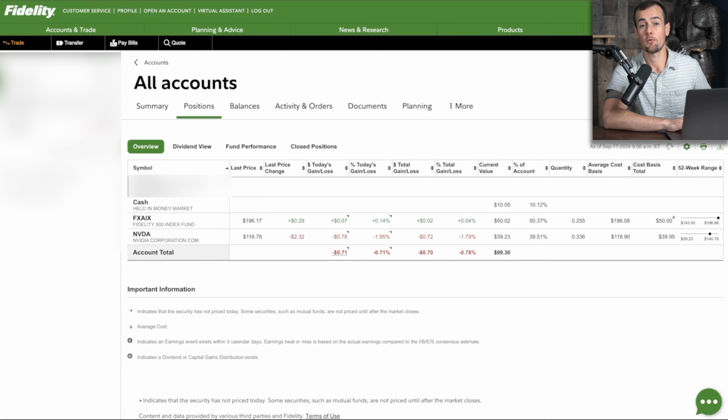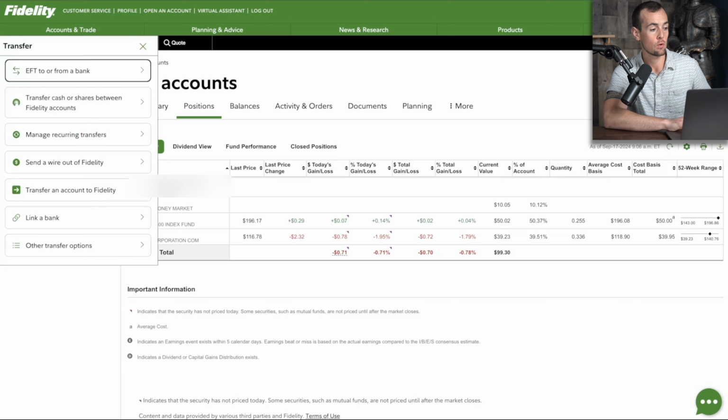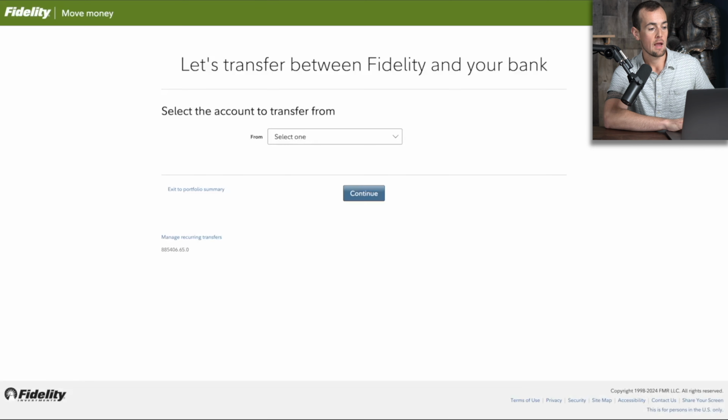But what about transferring funds back to your bank account from your Fidelity account? Let's say you have some investment gains, you sell off some stocks, and you're looking to move that money to your bank account. If you want to do that, you're going to click here on the transfers tab, and this is going to give you all sorts of different options for what you're looking to do. So we're looking to do an EFT, electronic funds transfer to or from a bank, so we're going to click on that.